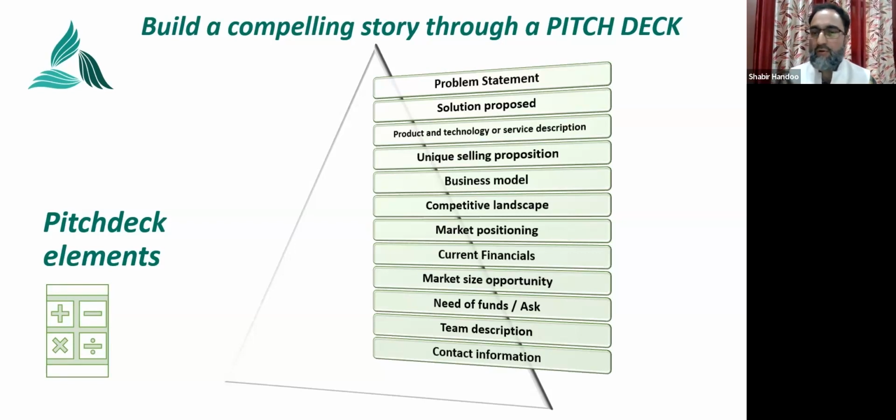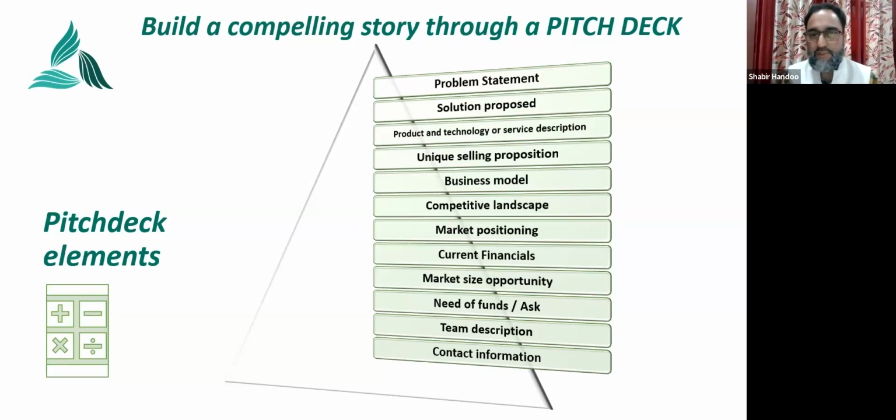Then if you are already in the post revenue stage, the current financials will be very important for the investor to understand. He would like to see your current financial position, financial statements, your balance sheet, your profit and loss accounts, and your EBITDA. Everything will be very interesting and important for him to understand what you have been doing till now. So current financials are very much important.